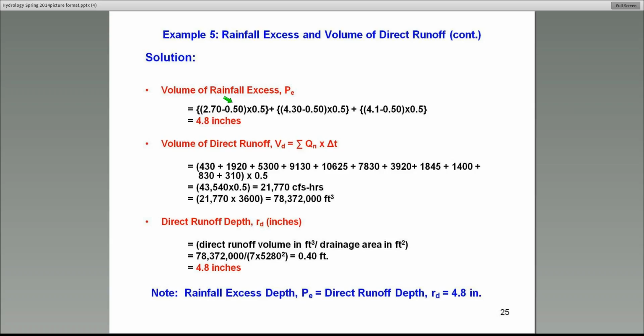Is that clear? So the units must match up. Don't let that half an hour time interval throw you off. If the rainfall index is in inches per hour, which is typically the unit we use, then the phi index must also be given in the same units.